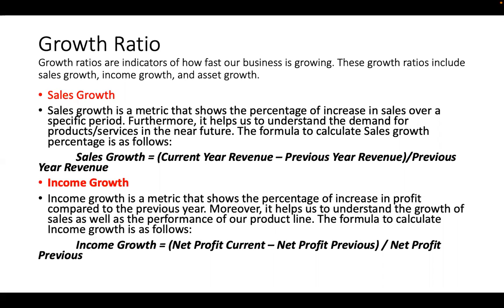Simply, sales growth is equal to current year revenue, जितना हमारा इस साल का revenue आया है, minus previous year revenue. This is the way we calculate it, and we have to divide it by the previous year revenue. So current year revenue would be, for example, 20, and the previous year revenue was 15. So we got 5, divided by 5, which is equal to 1. So our sales growth is increasing by 1%.